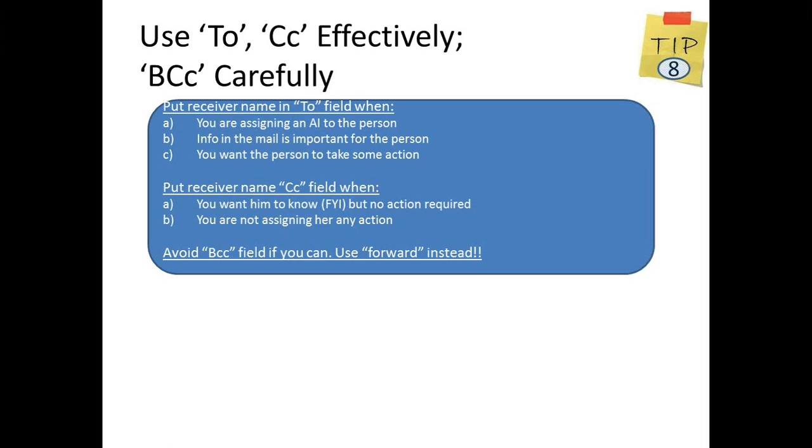First of all, if you're going to send an email to somebody, you have to put that person's name in the To field when one of these conditions is true. First, you are assigning an action item to that person. Second, info in that mail is important for that person. Third, you want the person to take some action. You may not be assigning an action item, but you want that person to take an action. These are the three reasons in which I would recommend you put a receiver's name in the To field.